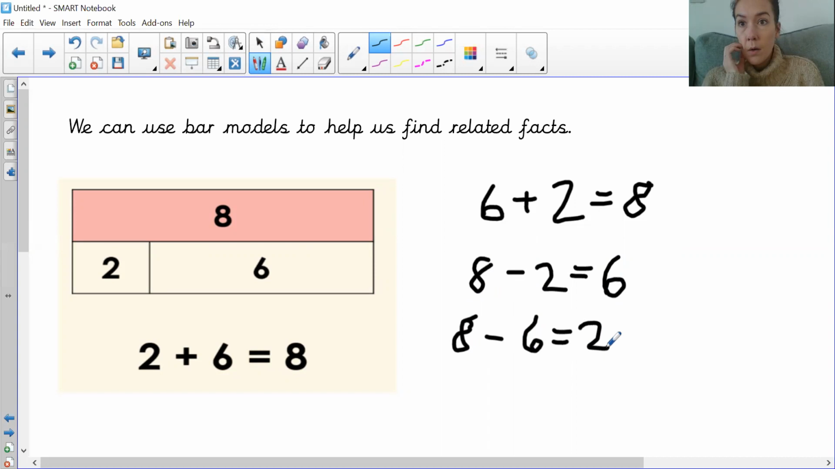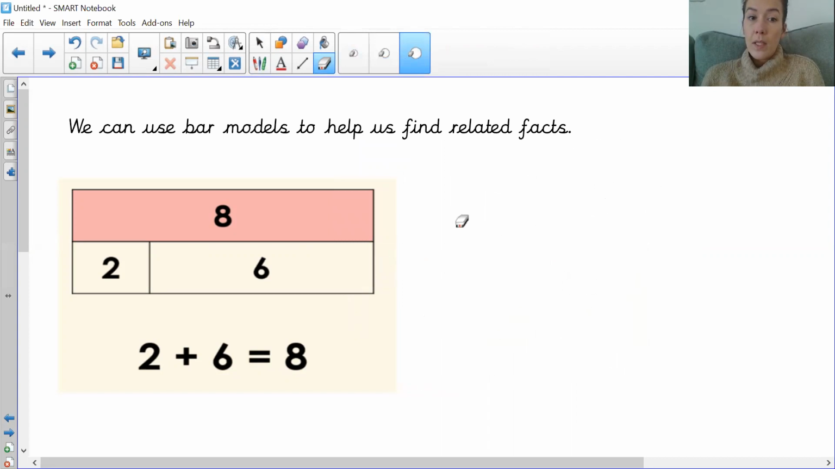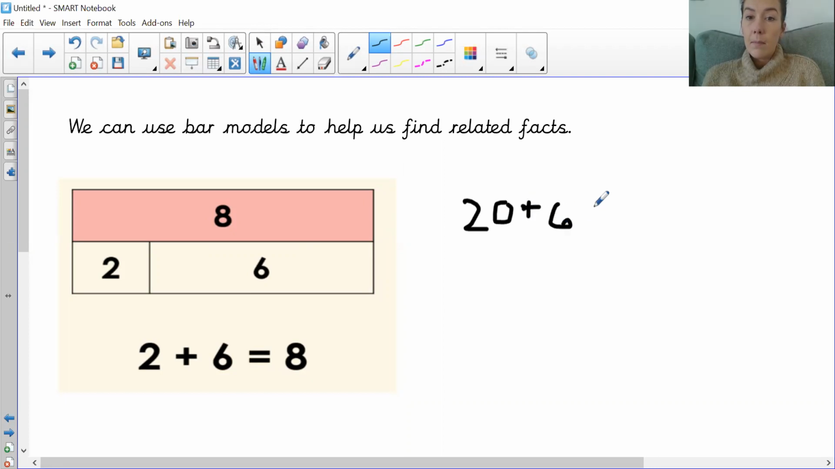In addition to that, we could also do making the number 10 times bigger. So if we know that 2 add 6 is 8, we then know that 20 add 60 equals 80.